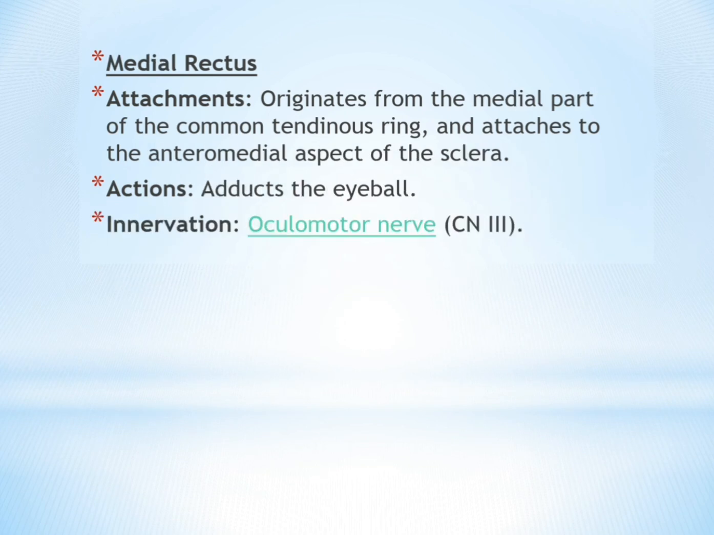Medial rectus originates from the medial part of the common tendinous ring and attaches to the anteromedial aspect of the sclera. Action is to adduct the eyeball. Innervation is by the oculomotor nerve, which is cranial nerve 3.